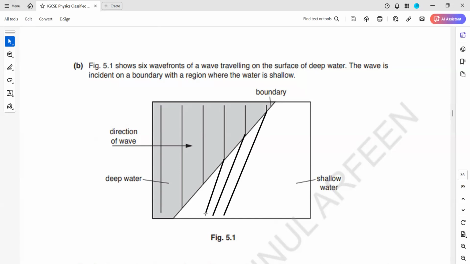And whenever the wave travels from deep to shallow, what will happen? The wavelength will decrease. The speed will also decrease, but the frequency remains unchanged. And what is the direction in which it travels? The direction of the wave is always 90 degrees to the wave front. So this will be the direction of the refracted wave.